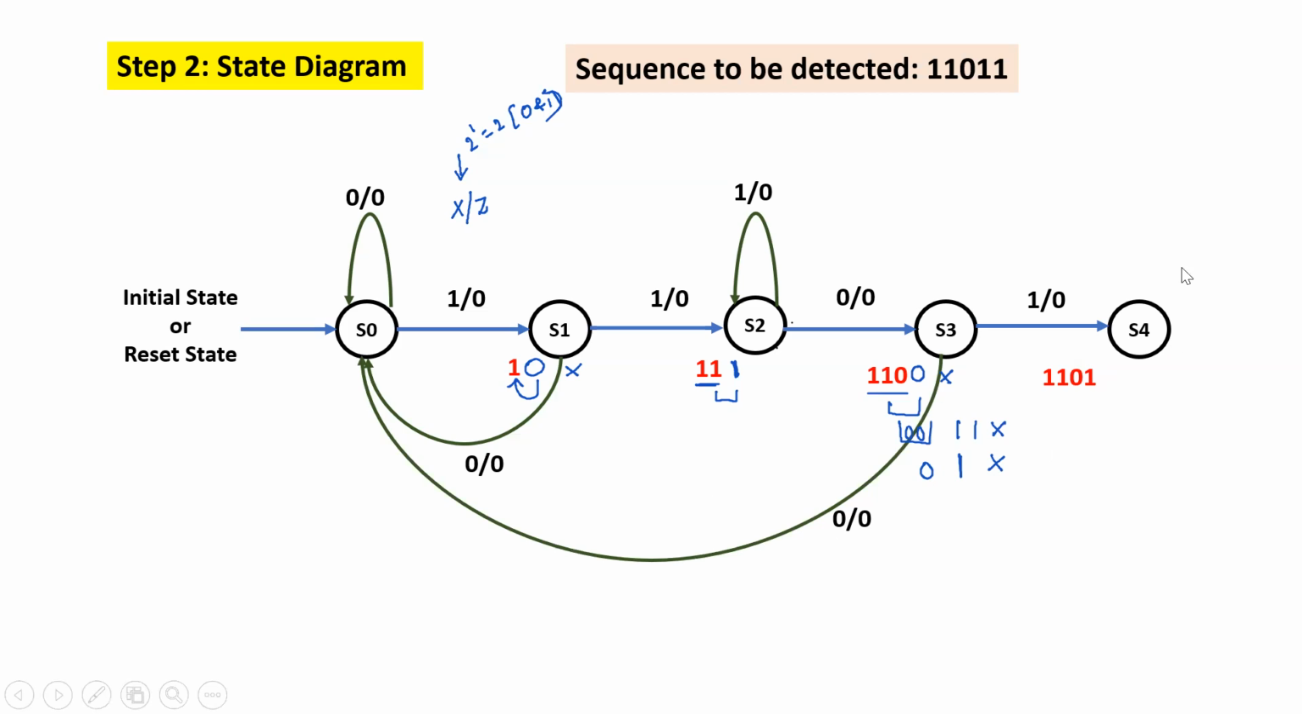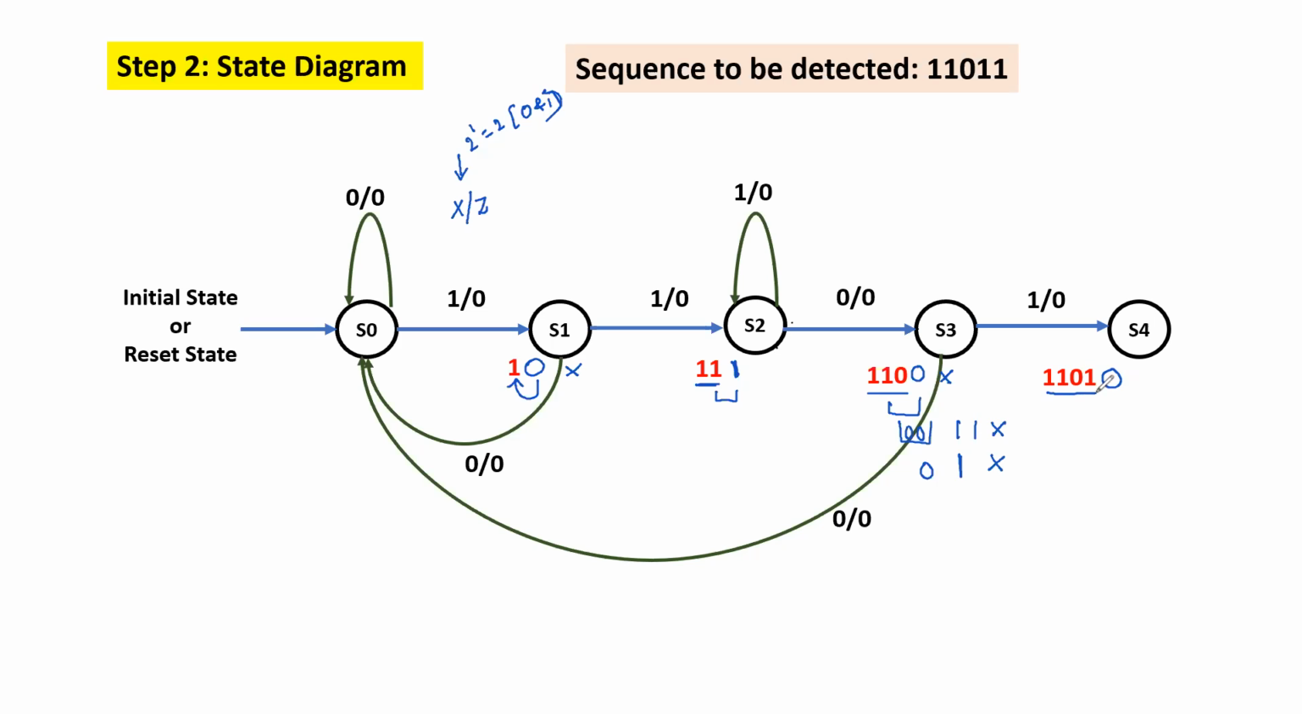Next, coming to S4. For this, the input bits are 1, 1, 0, 1. Here, two combinations we have to check: x equal to 0 and x equal to 1. For both combinations, we have to check the next state. First we should take x equal to 0. First we should check whether it goes to self-state or not.